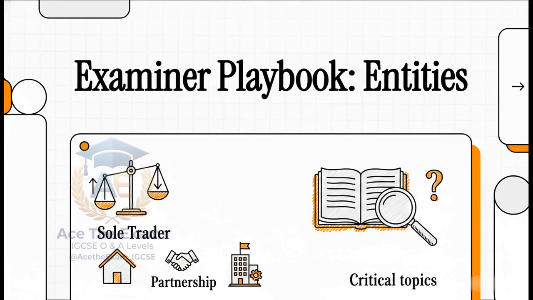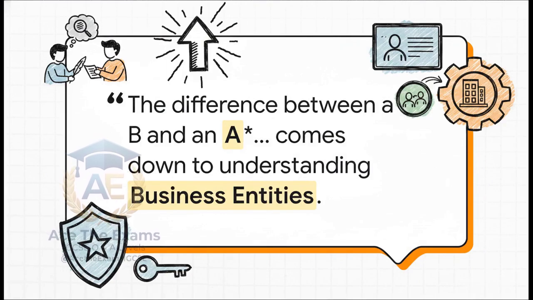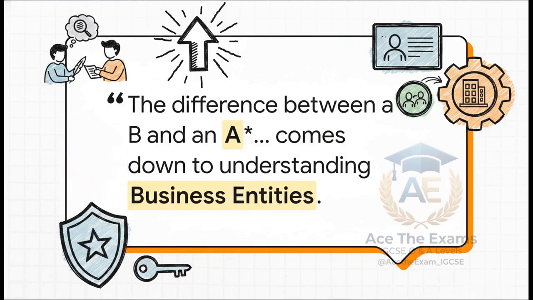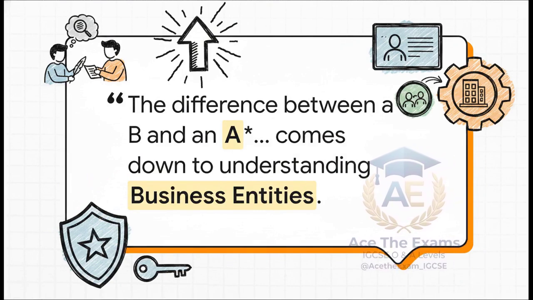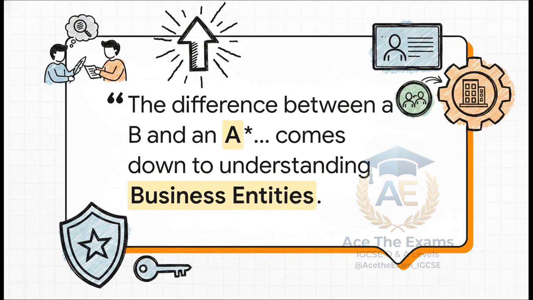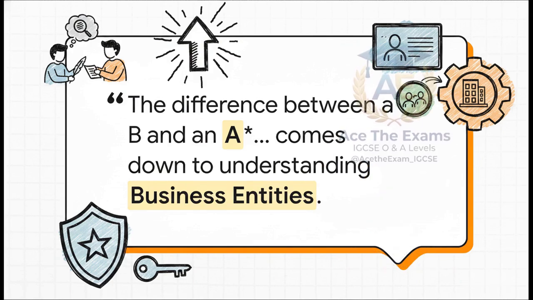We are throwing the examiner's playbook wide open today, so get your digital highlighters ready, because this is going to be highly academic, deeply analytical, and incredibly strategic. I want you to really soak in this quote from a recent senior examiner report. The difference between a B and an A-star in accounting often comes down to how well you understand advantages and disadvantages of different business entities.